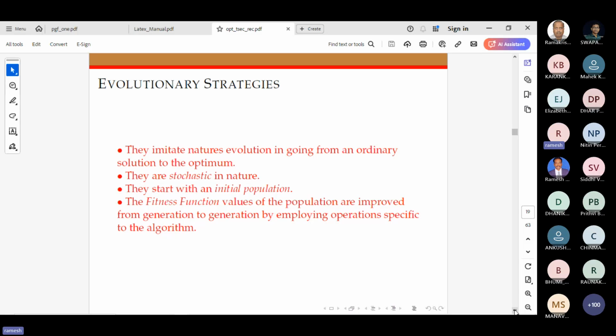Differential evolution, ant colony optimization, particle swarm optimization. There are many. So all these strategies have some common points. What are those common points?